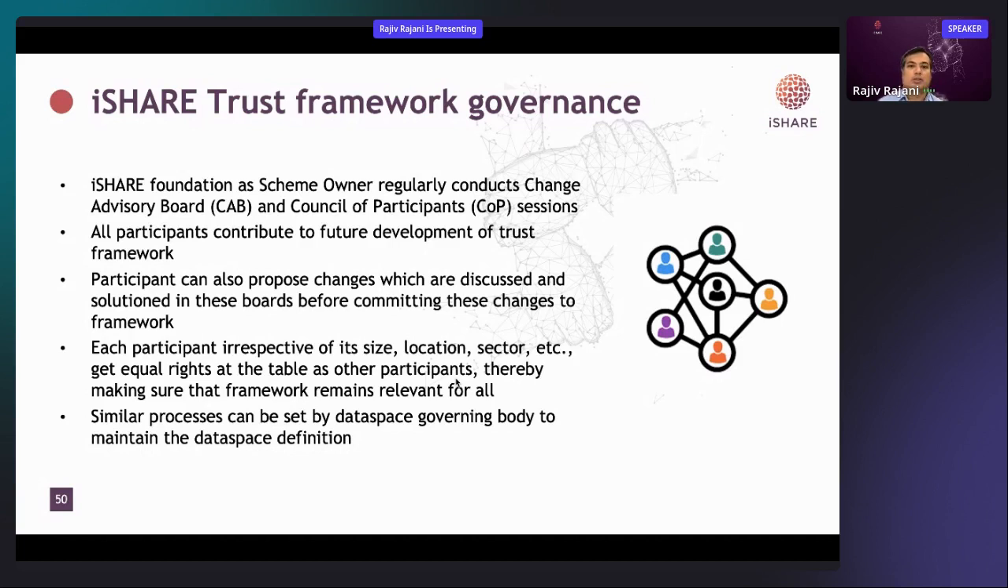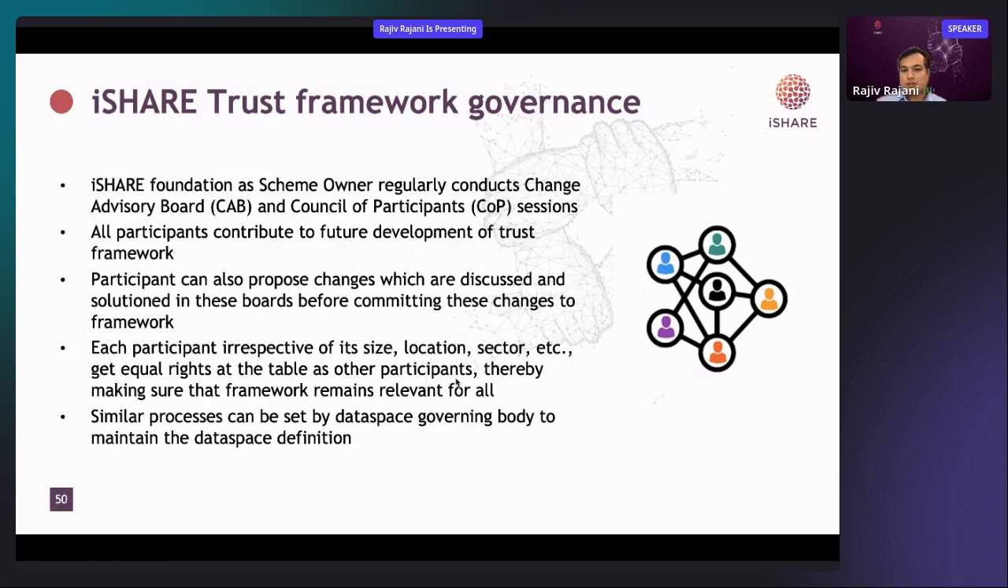So you can make suggestions, you can approve certain suggestions, reject certain suggestions. You can share what impact it has on you when certain changes are implemented, and based on the impact analysis, further decisions are made whether to go ahead with the change or not, for example.